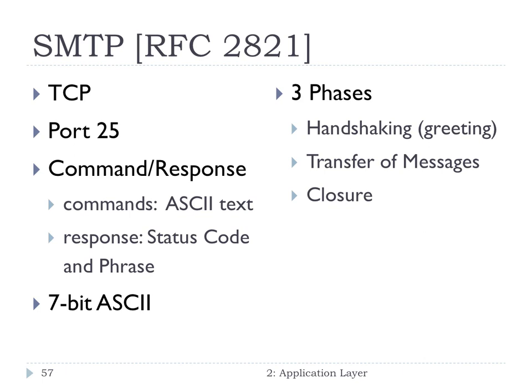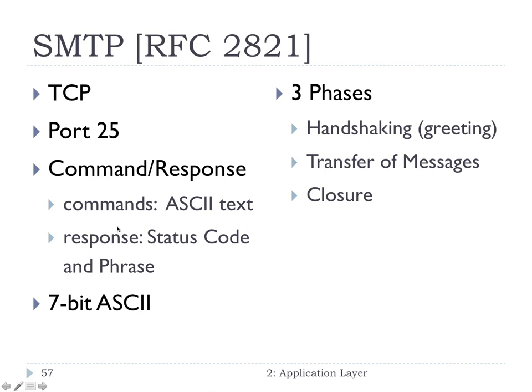SMTP allows the direct transfer of messages between a sending server and a receiving server. And there are actually three phases to this transfer. The first phase is the handshaking phase, which is a greeting where the client greets the server. The second part is the transfer of messages. So at this point, messages are actually exchanged from the client to the server, depending on which role they're playing. And then there's a closure phase where they actually close down that connection.